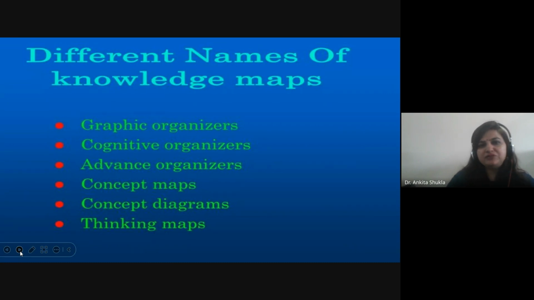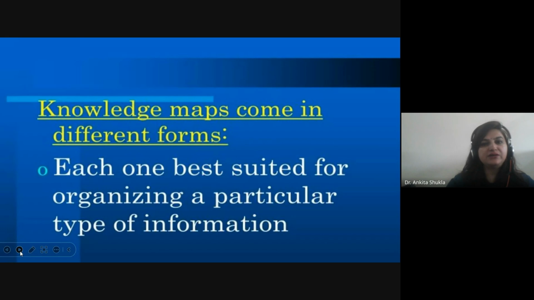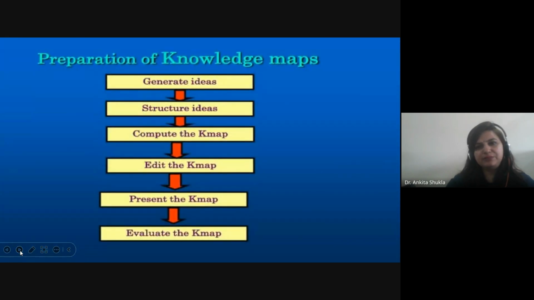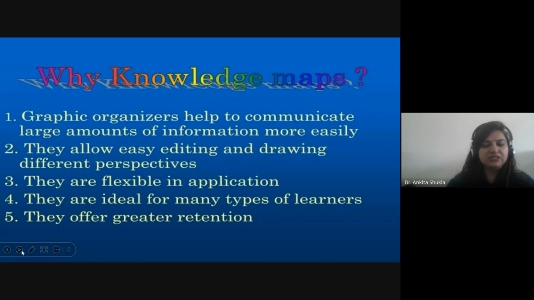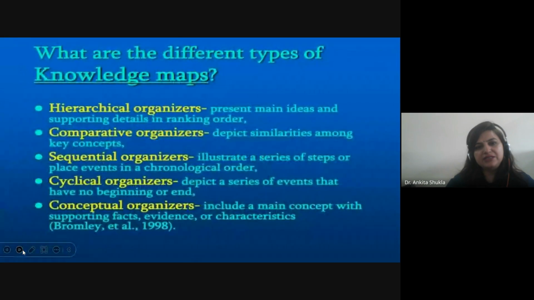What are the different types of knowledge maps? Hierarchical organizers, comparative organizers, sequential organizers, cyclical organizers, and conceptual organizers. Hierarchical organizers present main ideas and supporting details in ranking order. Comparative organizers depict similarities among key concepts. Sequential organizers illustrate a series of steps or place events in chronological order. Cyclical organizers depict a series of events that have no beginning or end. Conceptual organizers include a main concept with supporting facts, evidence, or characteristics.